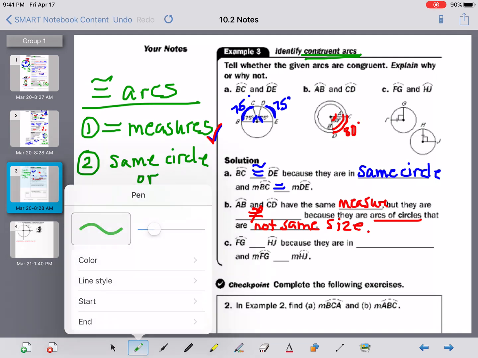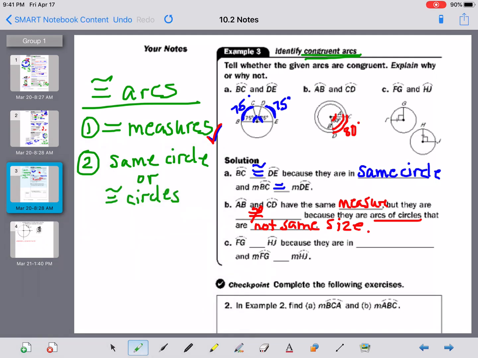All right, let's look at example C now. I have arc FG and arc HJ. Are they congruent? So again, we're looking for two things. Let's look at equal measures first. In this circle that has FG here, I see a 90-degree angle as my central angle, which means my arc is 90 degrees. When I look at the arc with HJ, I see a 90-degree angle there, which means HJ is a 90-degree arc. So definitely I have the same measures again, so I fill this first one, equal measures.